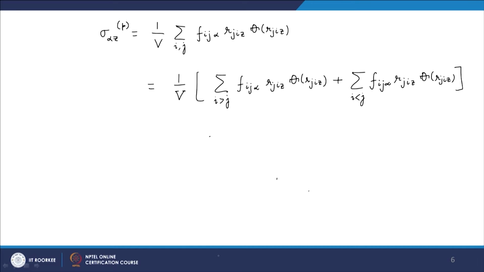So now I can interchange i and j here. It doesn't do any harm because I am summing over both i and j, but what I do get is somewhat of a symmetric expression.